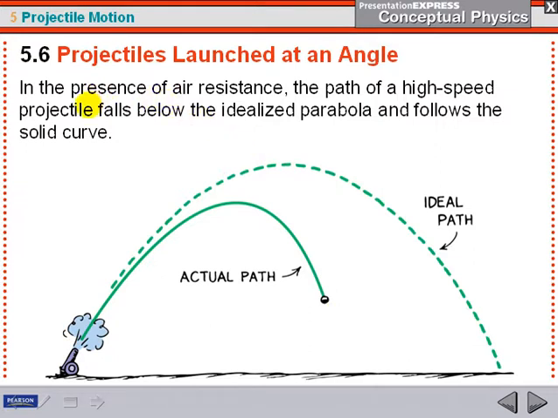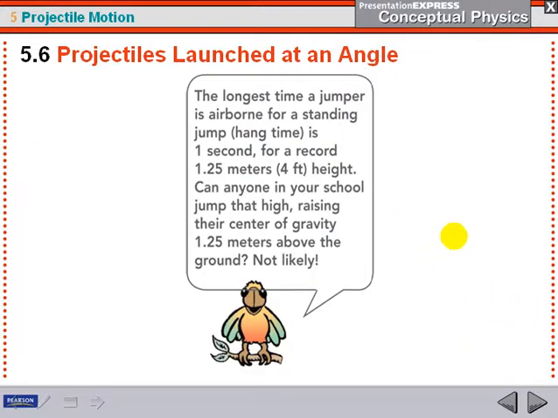Now the only other thing we have to worry about is when you're talking about air resistance, the path of the ball is going to fall below the idealized parabola, because once it leaves the cannon, it's going to start to slow down, and the vertical and the horizontal components aren't going to reach the idealized maximum for height or for range.